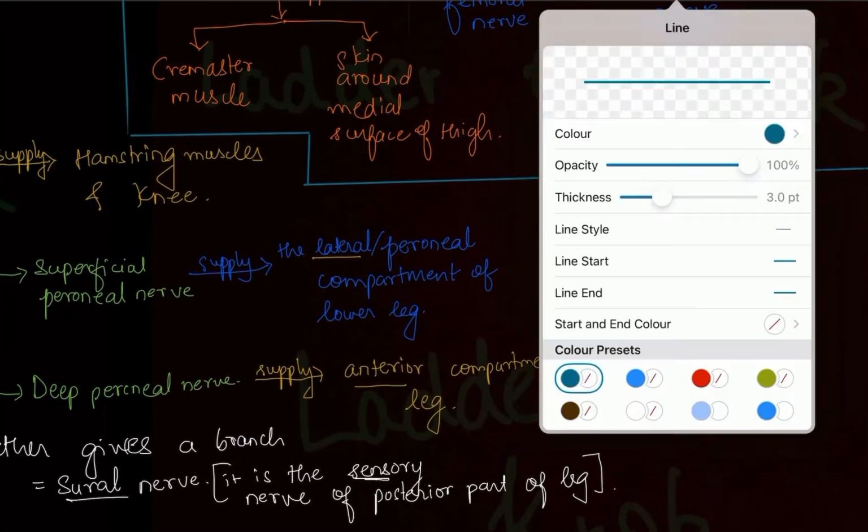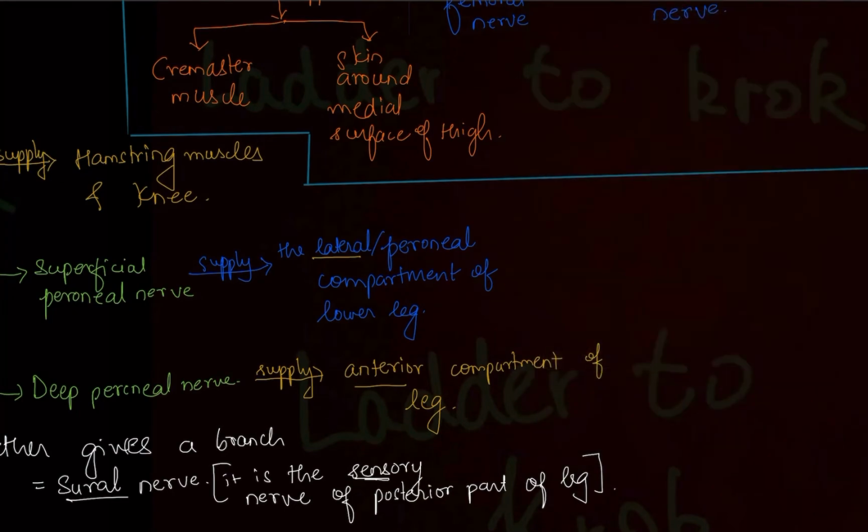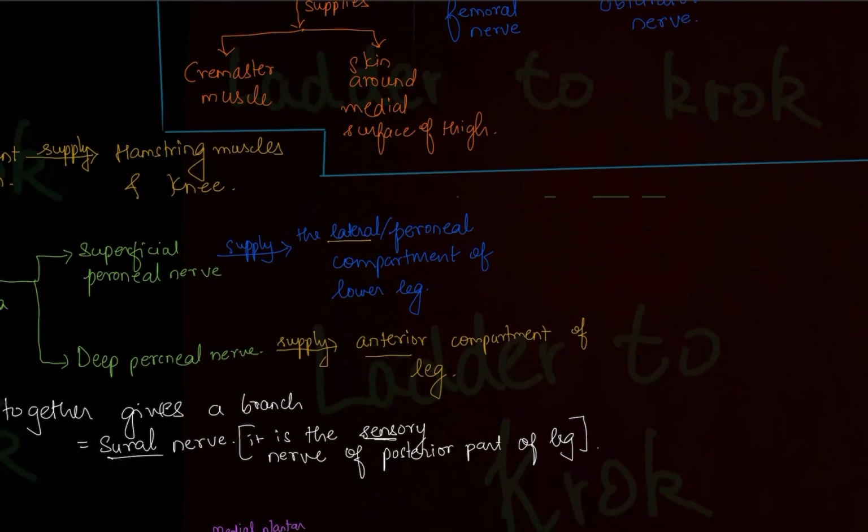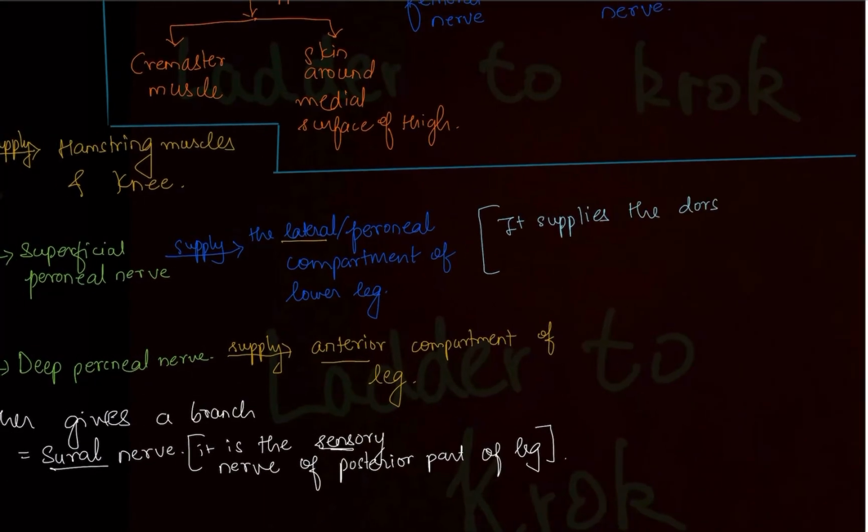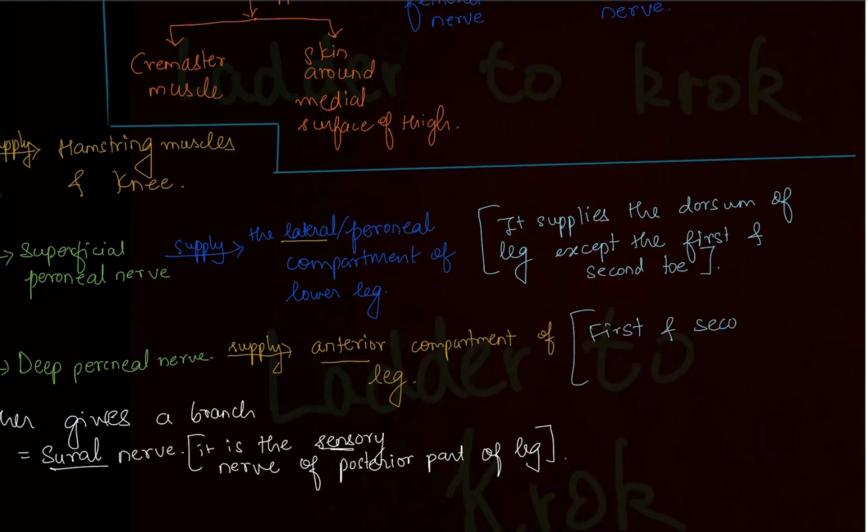And one more thing you must know about the superficial peroneal nerve and deep peroneal nerve. The superficial peroneal nerve will supply the dorsum of foot except the first and second toe. Okay, so who will supply the first and second toe? The deep peroneal nerve will supply the first and second toe. Okay, so remember this point also, it is very important.